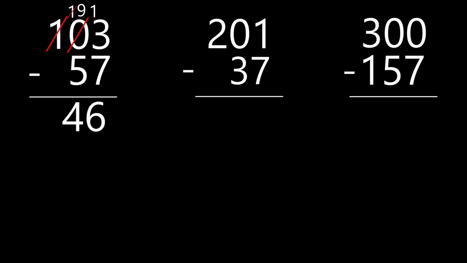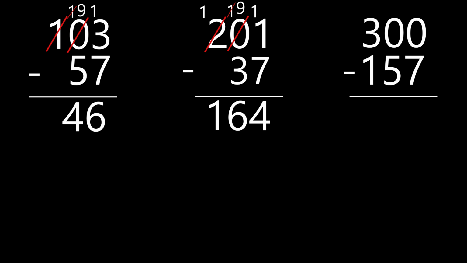Moving on to the second problem, we see that the ones place has 1, which is smaller than 7, and the next digit is 0. So, we borrow 1 from the 2 in the hundreds place, reducing it to 1 and making the tens 0 into 10. Then, we borrow 1 from 10, making it 9 and turning 1 into 11. Now, we subtract step by step. 11 minus 7 equals 4, 9 minus 3 equals 6, and 1 minus 0 equals 1. This gives us a final answer of 164.